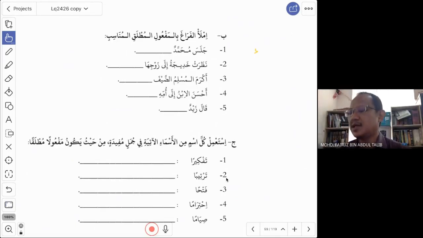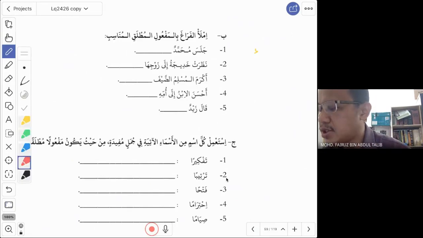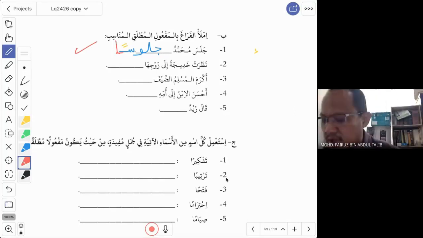Jalasa Muhammadun. Muhammad sat down. You want to emphasize, you want to say he really has sat down. So, julusan. So the masdar for the word jalasa is julus. Jim, lam, waw, sin. So that is the masdar. But now you want to make it maf'ul mutlaq. What you need to do is end it with a fathah. And as with most words, when it ends with a fathah, what you need to do next is add an alif. So this is the word julusan. Jalasa Muhammadun julusan.